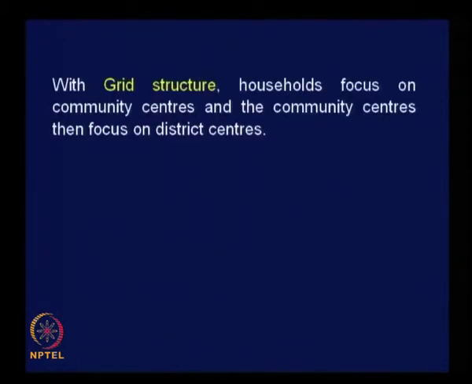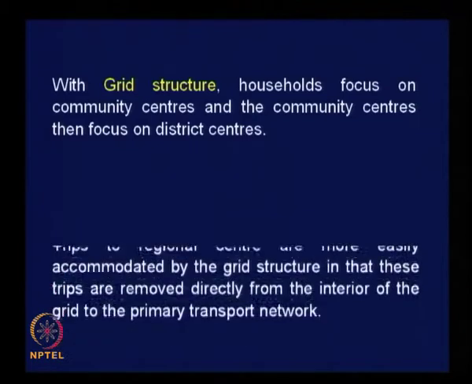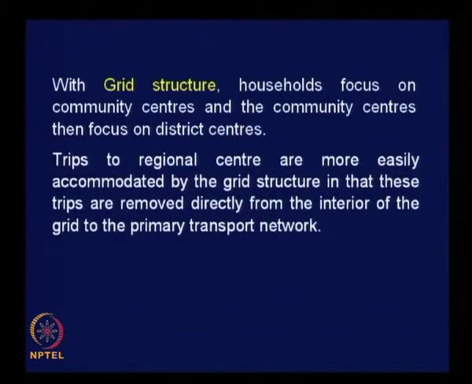With the grid type of structure, as you may recall, households focus on community centers and the community centers then focus on district centers. Then there is a bifurcation. Trips to the regional center are more easily accommodated by the grid structure, in that these trips are removed directly from the interior of the grid to the primary transport network. That is an advantage.